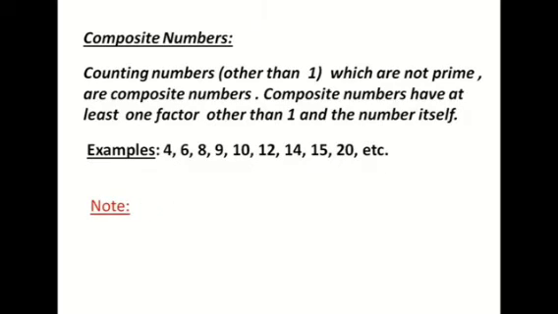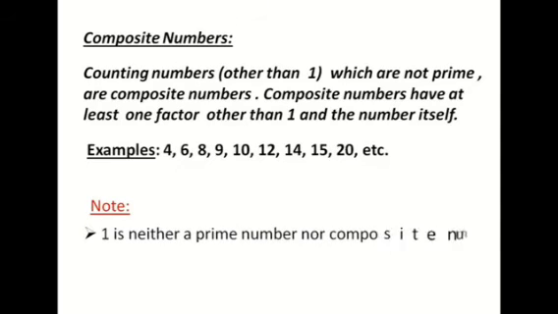Here I want to tell you two important points. First, 1 is neither a prime nor a composite number. Why? Because the definition says a prime number has a factor of 1 and the number itself. For 1, it has only one factor, 1 itself. And a composite number has at least one factor other than 1 and the number itself. So 1 is neither a prime number nor a composite number.